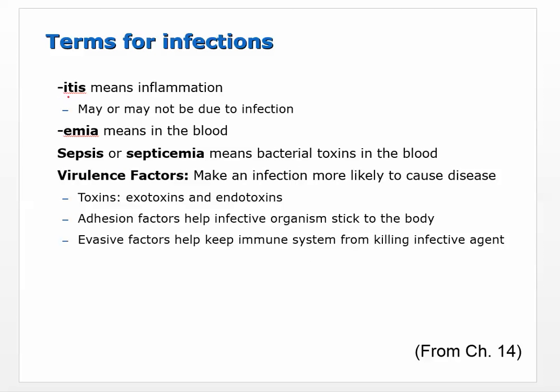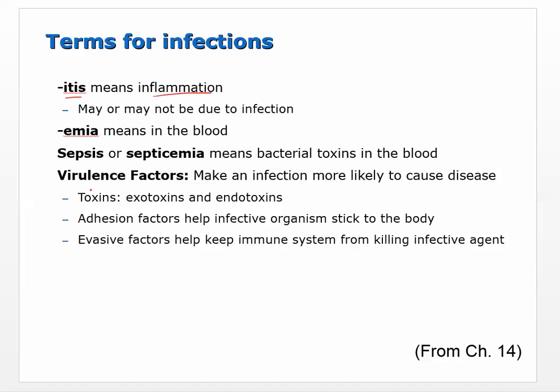Terms for infection. So we've all heard itis. Itis just means inflammation, and it may or may not be due to infection. Emia means in the blood, so sepsis or septicemia means bacterial toxins in the blood. So we'll see that term from time to time.